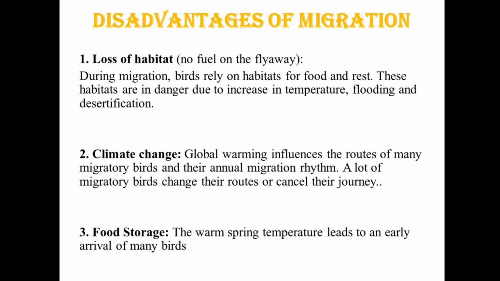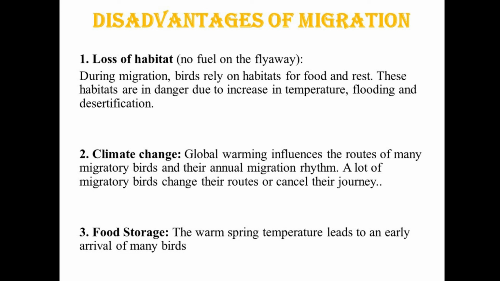The third disadvantage is food storage. The warm spring temperature leads to an early arrival of many birds. For example, British birds arrive at their breeding areas 2 or 3 weeks earlier than they did a couple of years ago. Thus they start to breed early. At the same time, increasing temperature helps the vegetation to bloom. The insects also hatch early.